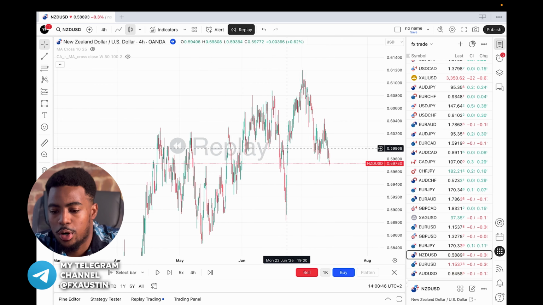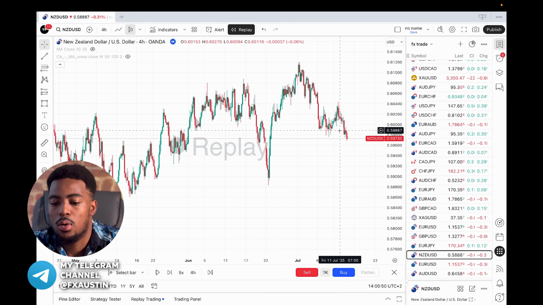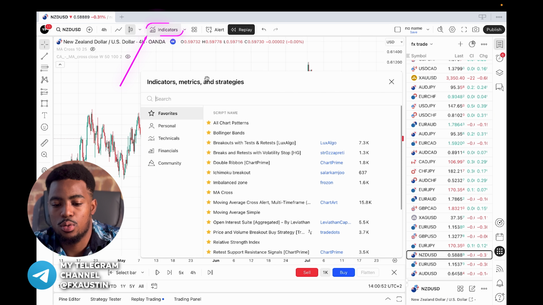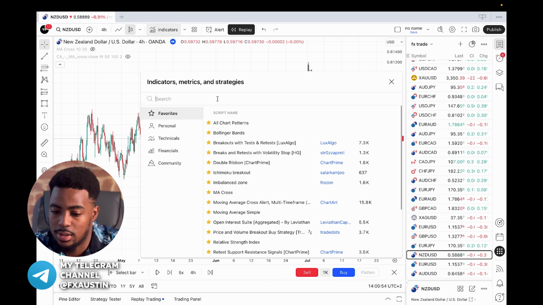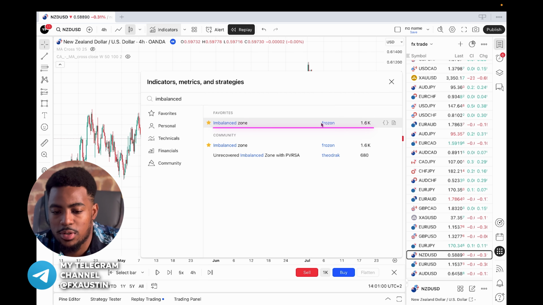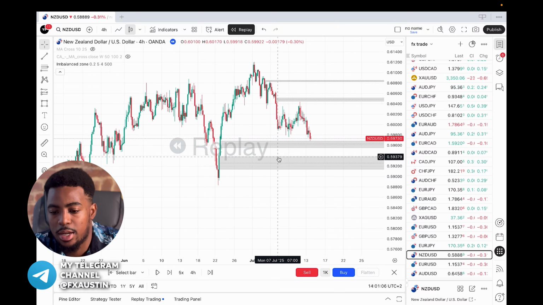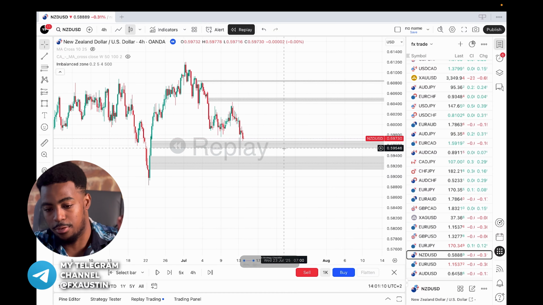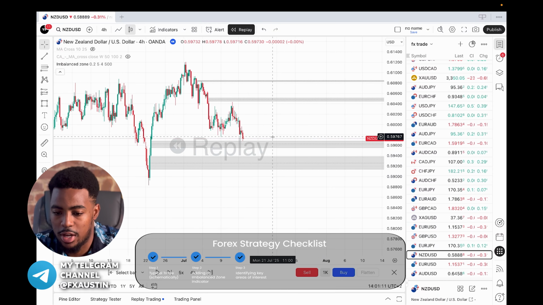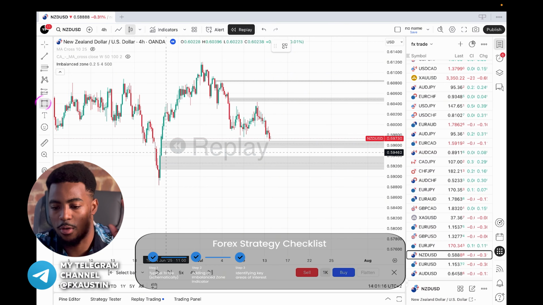In situations where it can be difficult to identify horizontal levels on your own, we can use an indicator called Imbalanced Zone. Created by Frozen, it has 1,600 users. With a simple click, you can add this automatic indicator and we immediately get very non-obvious areas of interest. Let's take a special rectangle and highlight these areas of interest again.